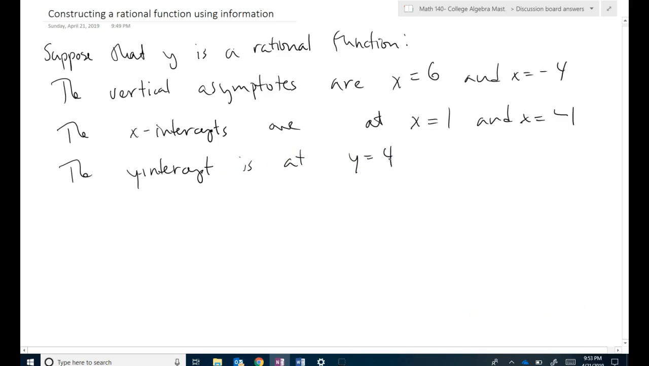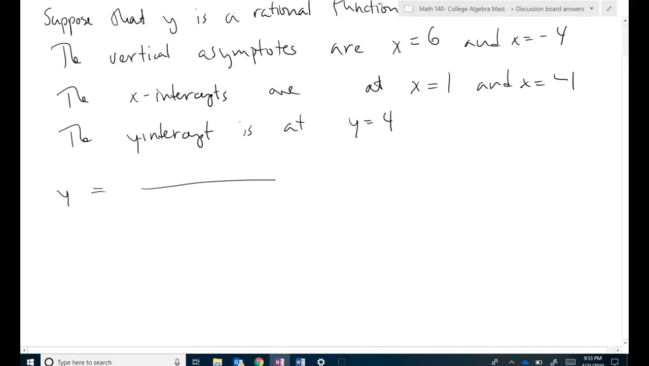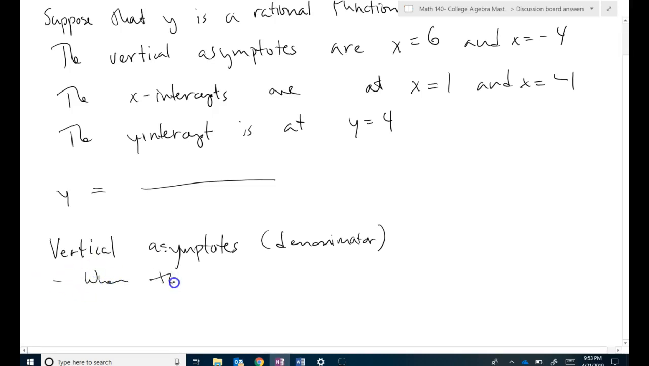Okay? So given this information, we can actually construct an entire rational function. All right? So we have y equals, and we've got a fraction. There it is. Okay? So the vertical asymptote tells me the denominator. And what we know is a vertical asymptote is where the function cannot cross, right? So we cannot have the function at that value. And so consequently, it's when the denominator equals 0.